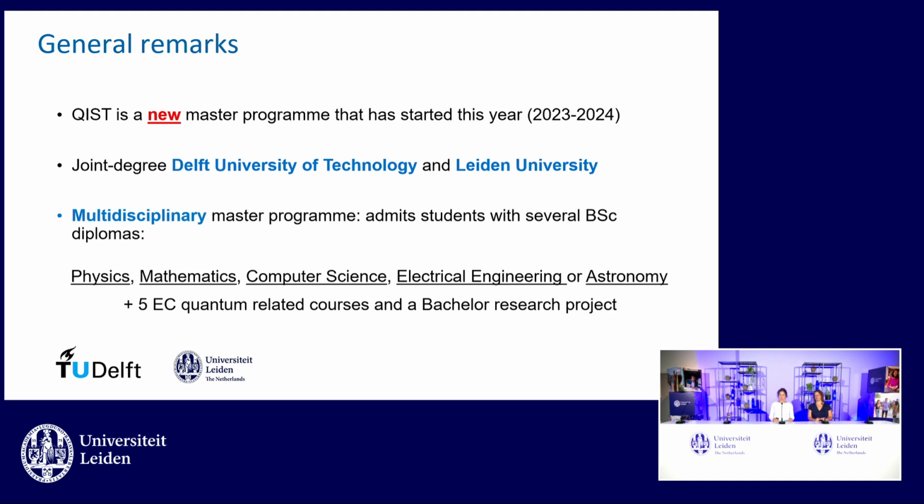QUIST is also a multidisciplinary master program, unlike many other programs that I could imagine you're also interested in. Multidisciplinary means that it admits students with different bachelor diplomas. So if you have a bachelor from either physics, mathematics, computer science, electrical engineering, or astronomy, you are eligible for this master program. There are some additional admission requirements, such as having done 5 EC courses on a quantum-related subject, and a bachelor research project. All of those specific admission criteria you can find on our website.